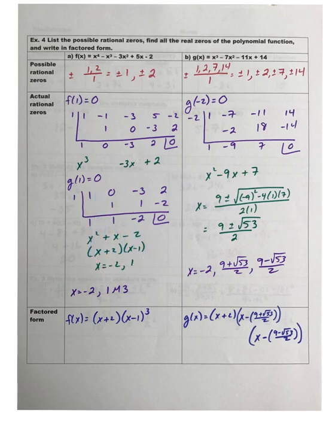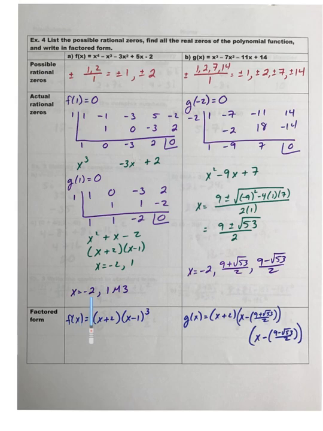So this was an x cubed, so this is now an x squared. So this is x squared plus x minus 2. This is factorable the way we know how to factor it. So it factors to x plus 2, x minus 1. So I get negative 2 and 1.